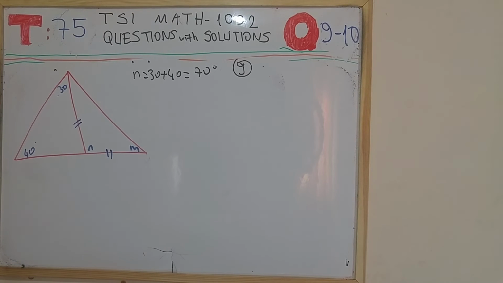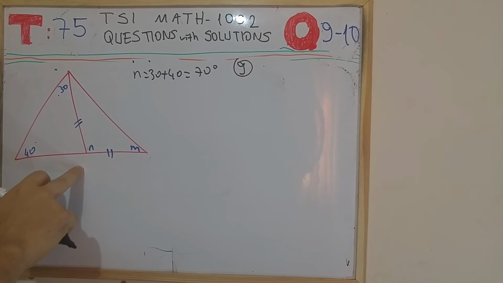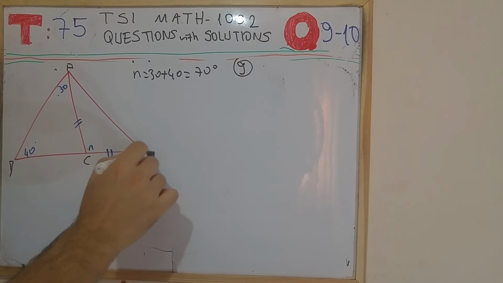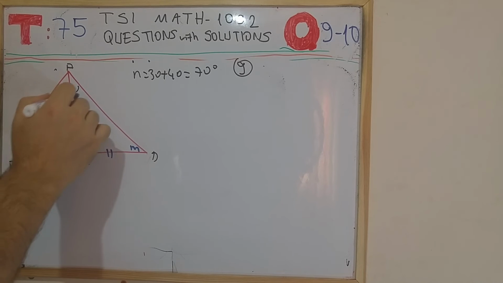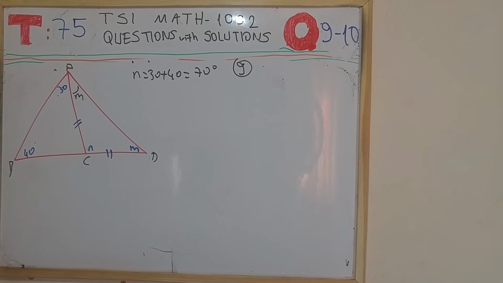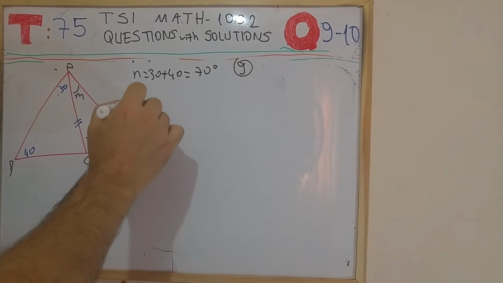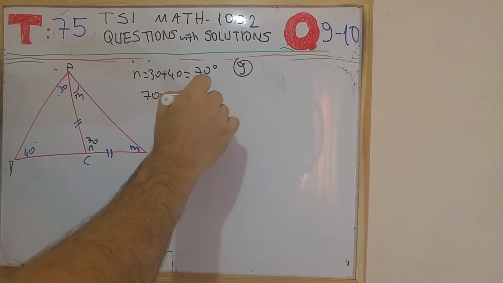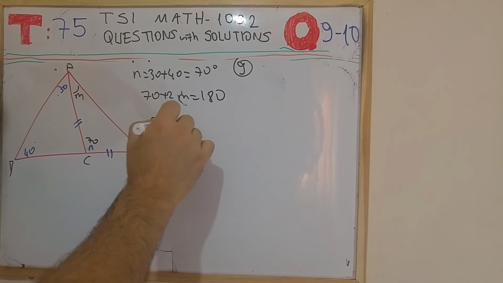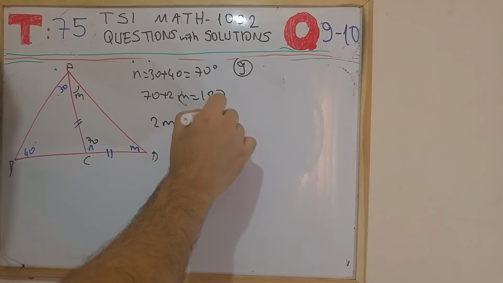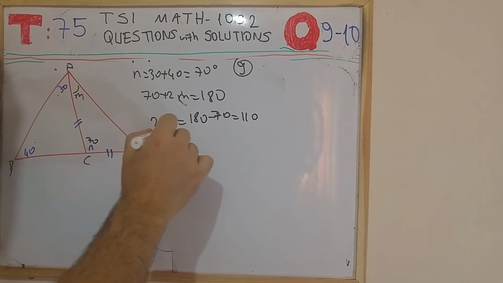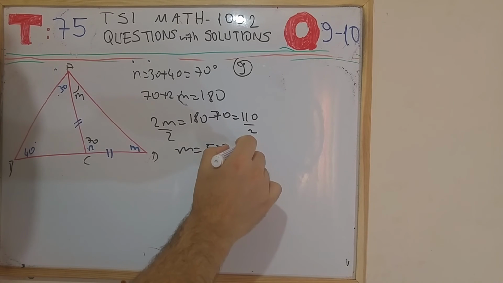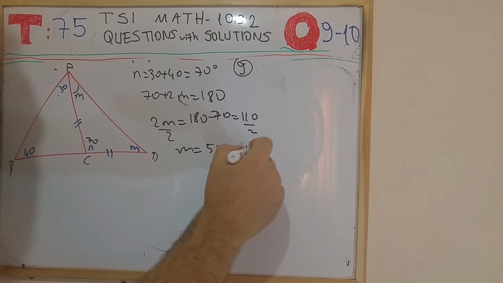Let's go to question number 10. As you see, this triangle here is isosceles. Let me name it A, B, C, D. So this angle here must be equal to M2. And we know that this is equal to 70 now. That's why 70 plus 2M is equal to 180. So 2M is equal to 180 minus 70. That is equal to 110. When I divide each side by 2, M is equal to 55 degrees. And this is the answer for question number 10.